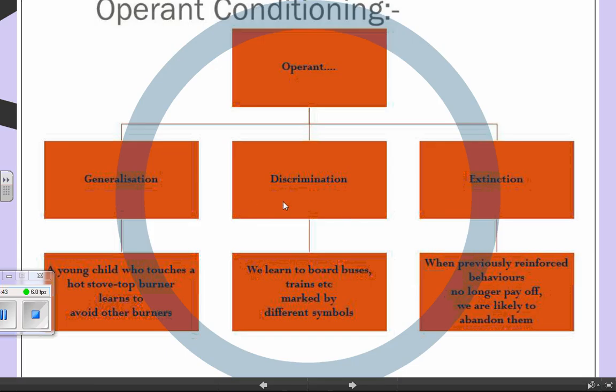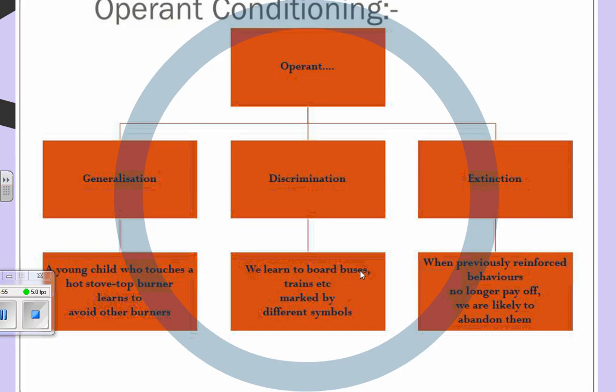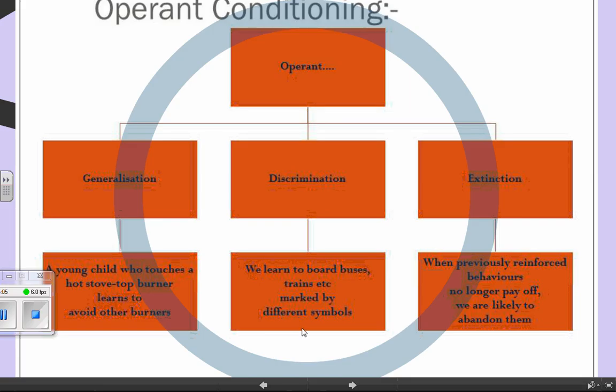Discrimination in operant conditioning. We know that red means stop, a yellow bus means taking home, a train means I have to walk more. Okay? Buses, blue. Buses, yellow. Buses, orange. Yellow cab, orange cab, silver cab. This is discrimination. So we learn to behave according to what we want to do.